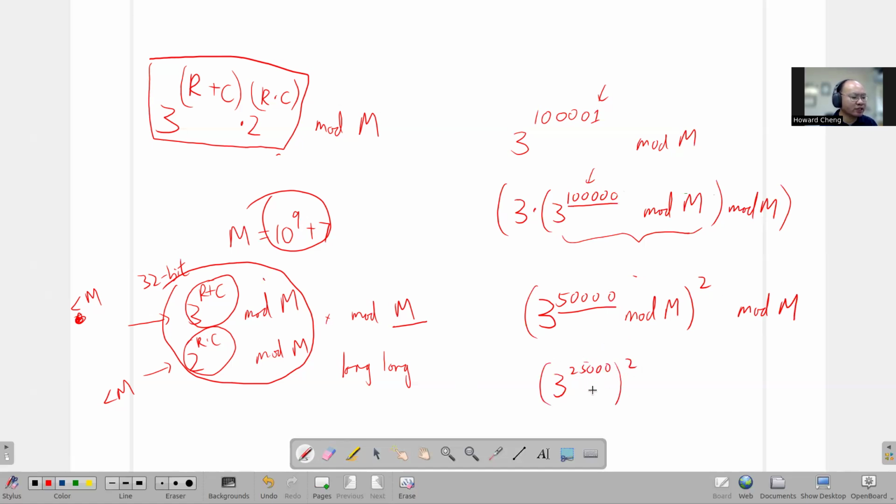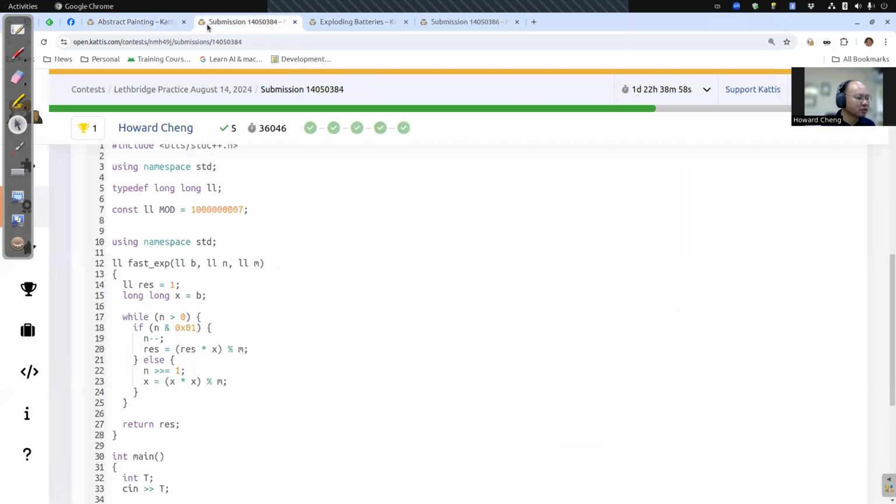And you can basically every time reduce the exponent by half, and it wouldn't take too long. This is basically log n steps. Of course, every once in a while, the exponent could be odd, and then you have to do this trick to get rid of one copy, and then you can do this reduction by half again. So that's the idea, and this is called fast exponentiation.